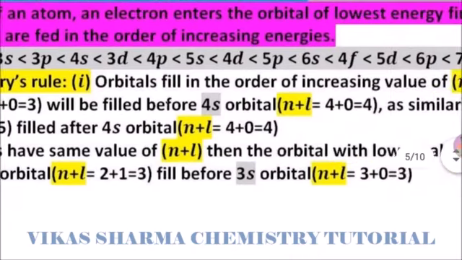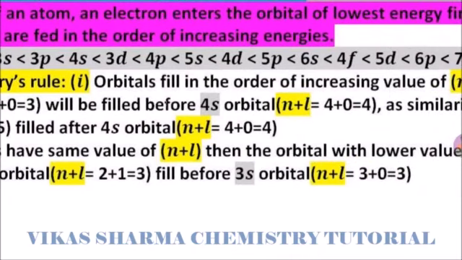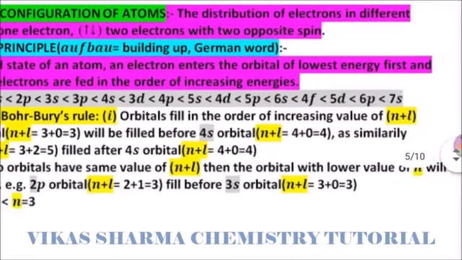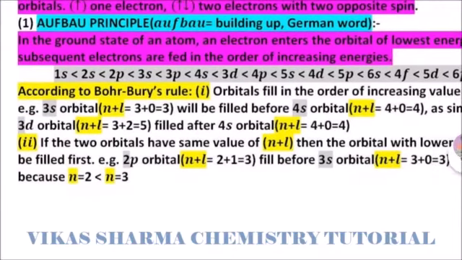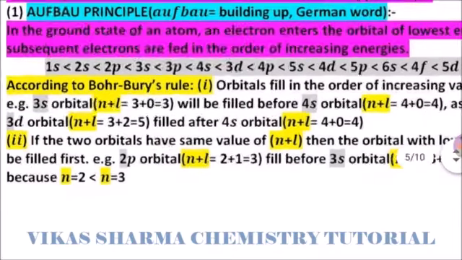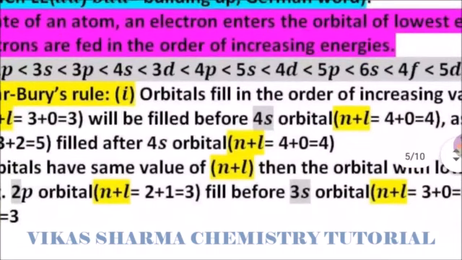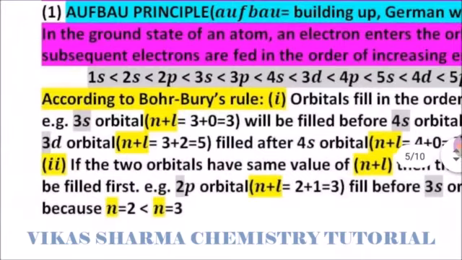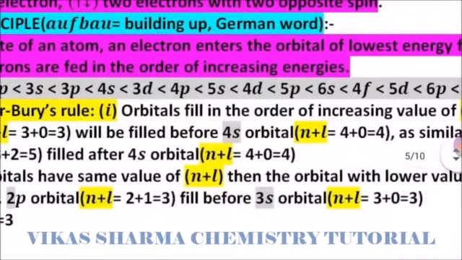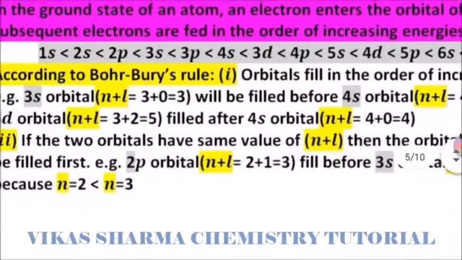Fill after the 4s orbital, because by the n plus l formula, 4 plus 0: the principal quantum number of the 4s orbital is 4 and the azimuthal quantum number of s is 0, so 4 plus 0 is equal to 4. So by this Bohr-Bury rule, the 3d orbital has an n plus l value of 5, so it is filled after the 4s orbital, which has an n plus l value of 4. So students, according to the Bohr-Bury rule, this type of question you can solve easily by the Bohr-Bury scheme.